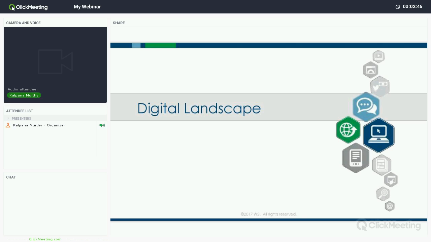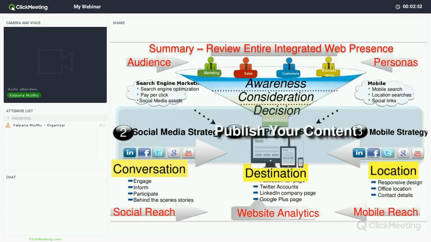First of all, I would like to share the current digital landscape with you and the different components that are in the landscape today. Now, the first and foremost consideration before you go into internet marketing for your business is the research about your audience or personas. These are basically profiles of your target market.